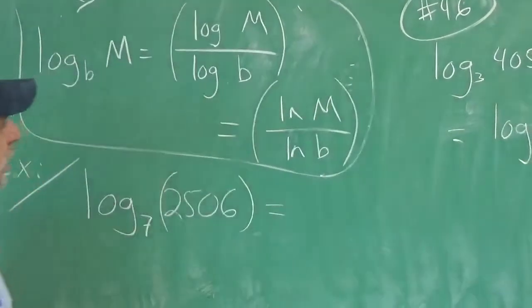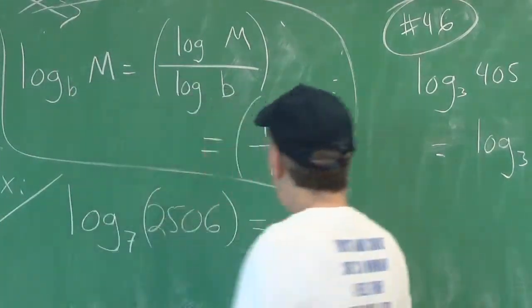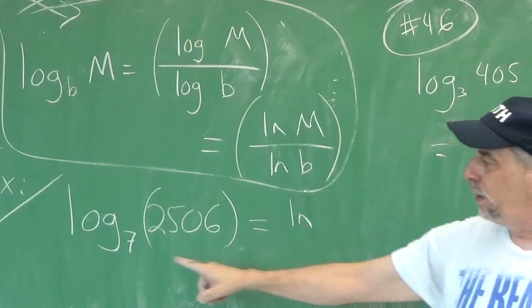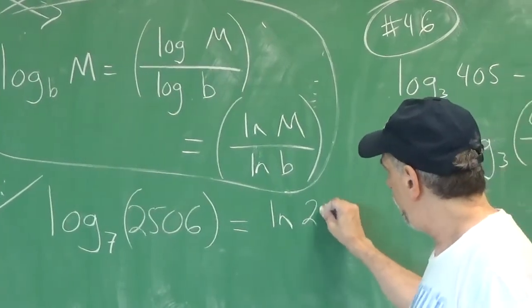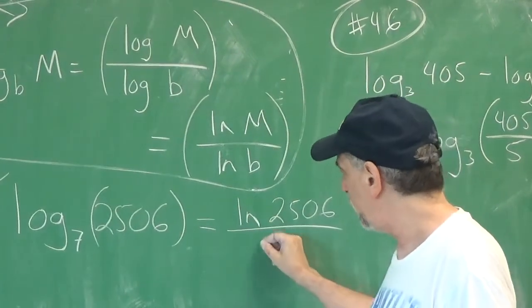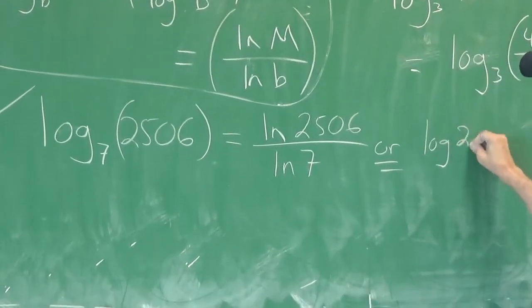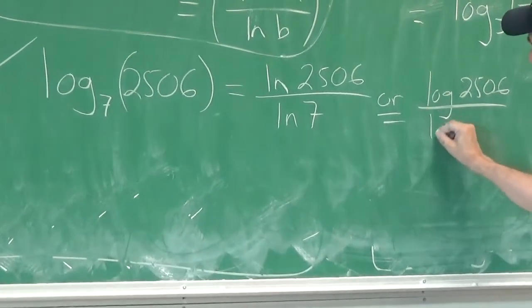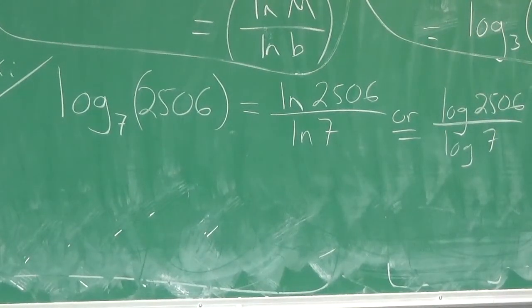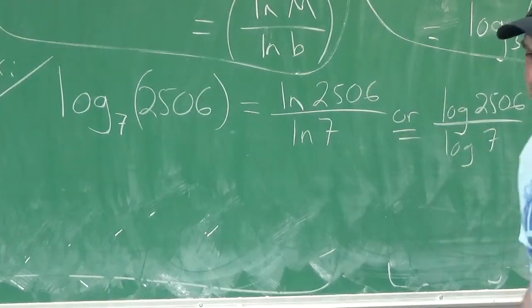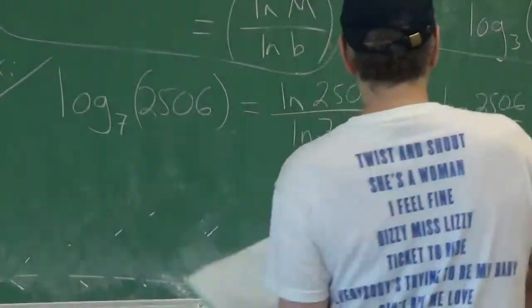So we can either use, again, the log button or the ln button, either one. I generally go with the ln button. And the way to remember which one goes in the numerator: remember this is a base, that goes in the denominator. That's how I remember it. So you take ln of 2506 over ln of 7, or log of 2506 over log of 7. Either one will work. Plug that number into your calculator, divide by that number, and you should end up with 4.02.